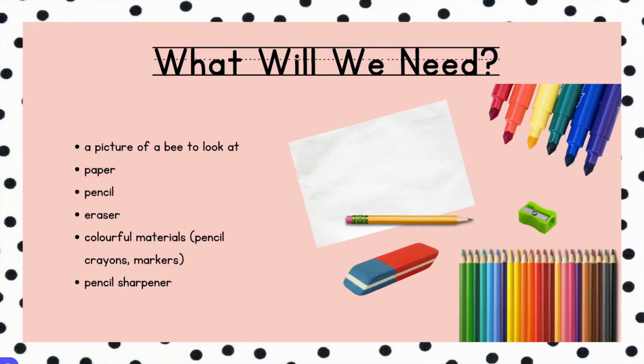So you will need a picture of a bee to look at, which I've provided. You're going to need paper or your visual journal, a pencil and an eraser, and then whatever colorful materials you have available. So that could be markers, pencil crayons, and anything else. And a pencil sharpener is also helpful to have, especially when coloring with pencil crayons.